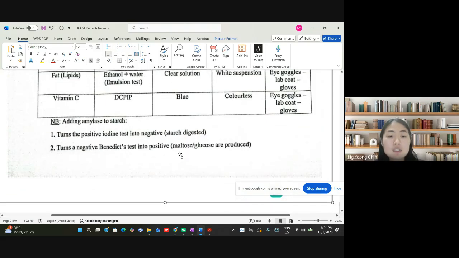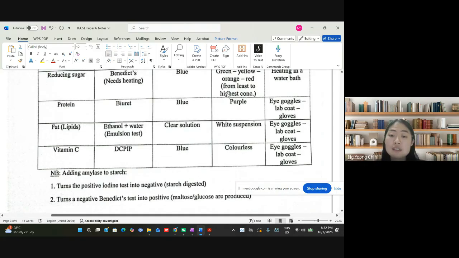Okay, so for example, if you add amylase to the starch, the positive iodine result becomes negative because the starch is being digested by the amylase into maltose. Just remember the iodine can only change color in the presence of starch. And then for the Benedict test, it will become positive because now maltose and glucose are being produced, which are reducing sugars. So the color changes from blue to orange, or the blue precipitate.